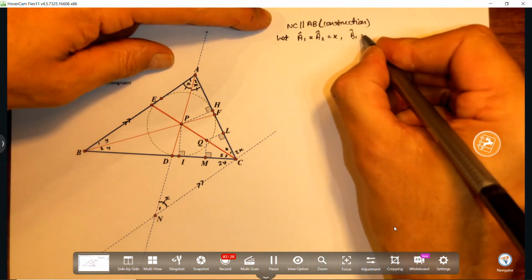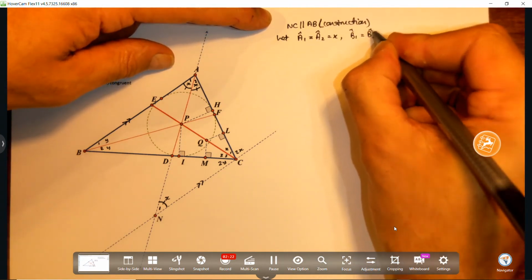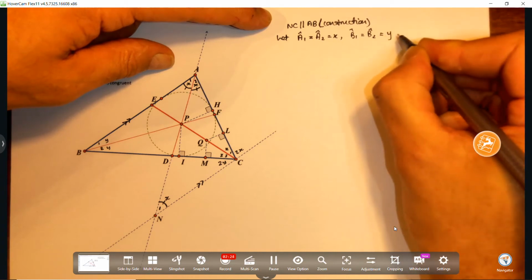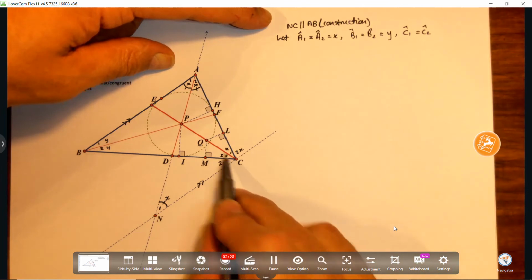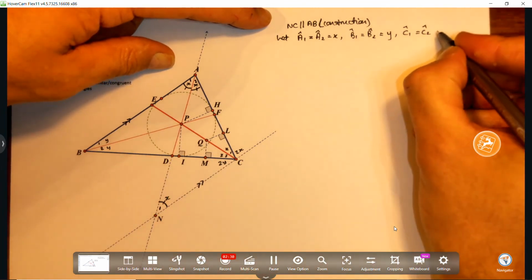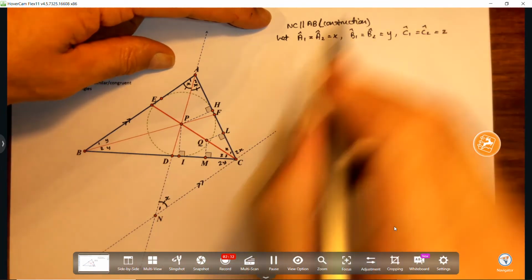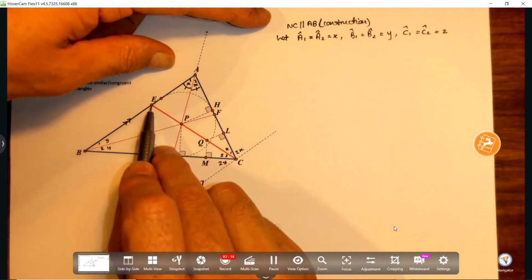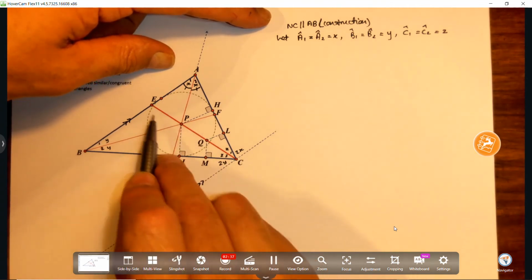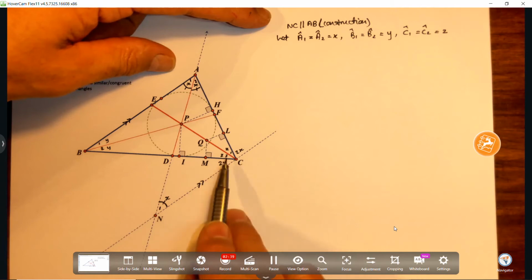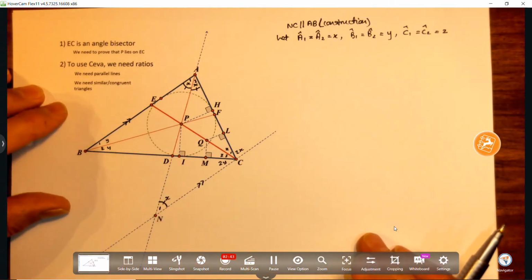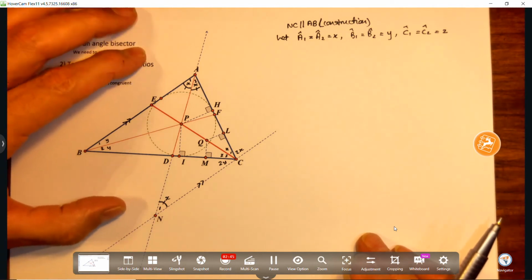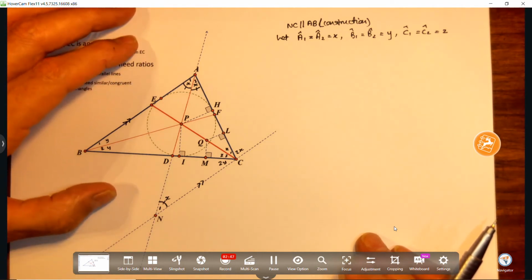B1, which is equal to B2, we're going to let equal Y. And C1, which is in any case equal to C2 because it is an angle bisector, is Z. Remember, we're not proving that this is an angle bisector, it is one. We need to prove that it shares point P, so that it's concurrent in that point. And we're going to use Ceva to argue that right at the end of our work.